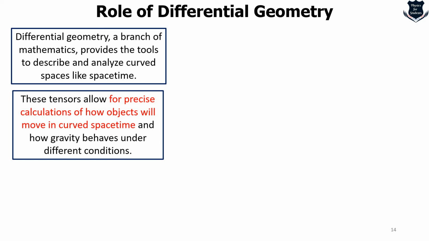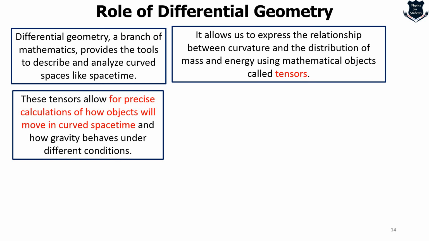Tensors can be a part of differential geometry. This is an exotic mathematical tool for precise calculations of how objects will move. As we saw, tensors transform with a certain predefined set of rules. So when I'm moving from one coordinate system to another, they describe how objects will move in curved space-time. It also allows us to express the relationship between the curvature and the distribution of mass and energy. This is done by tensors.